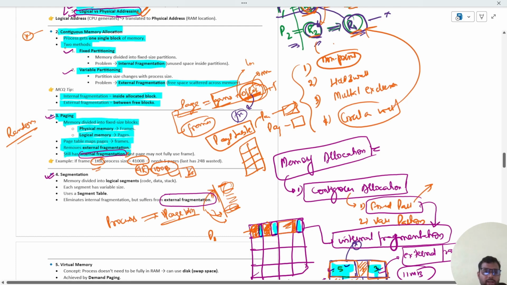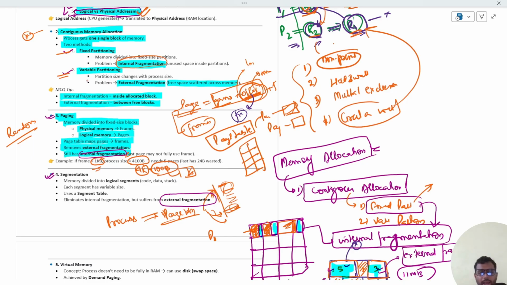In contiguous memory allocation, there are two techniques, fixed and variable partitioning. Fixed suffers from the problem of internal fragmentation, and variable partitioning suffers from the problem of external fragmentation. In non-contiguous memory allocation also, there are two techniques: one for fixed, which is known as paging, and suffers from the same problem of internal fragmentation, and another for variable, called segmentation, that is for variable partitioning, and that also suffers from external fragmentation.